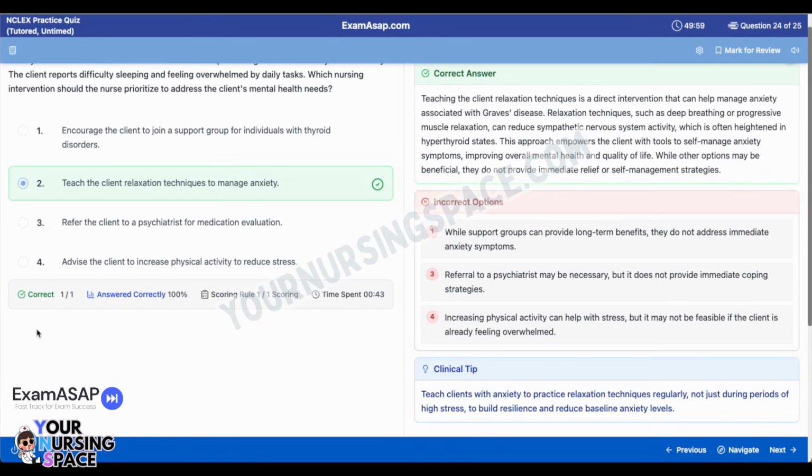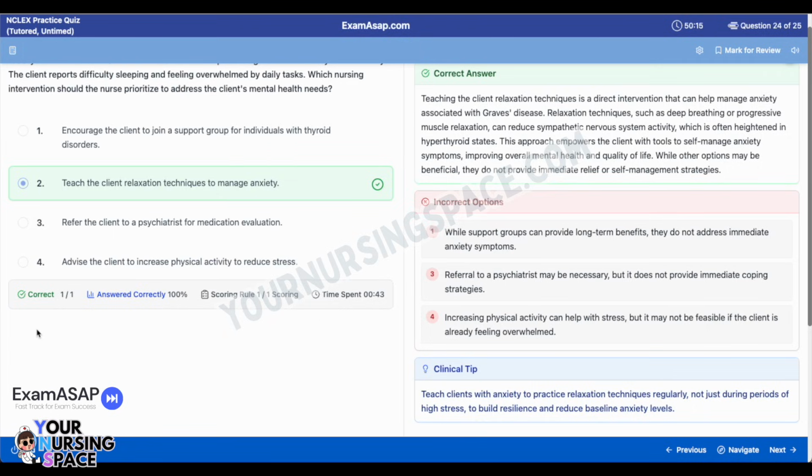This approach empowers the client with tools to self-manage anxiety symptoms, improving overall mental health and quality of life. While other options may be beneficial, they do not provide immediate relief or self-management strategies.